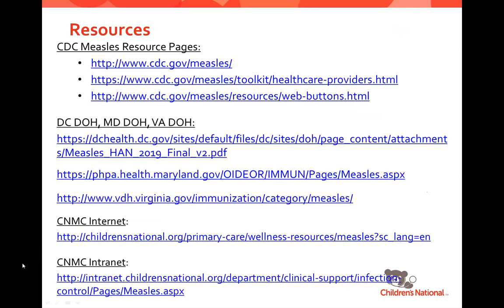And then for those who are associated with Children's National, on the intranet there's also a lot of information about measles and links to all of these other sites at the CDC and the Departments of Health that I mentioned previously.